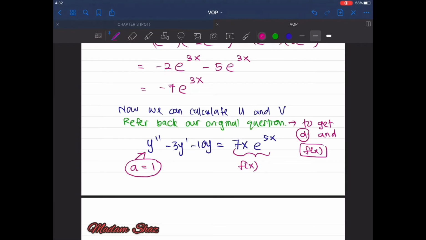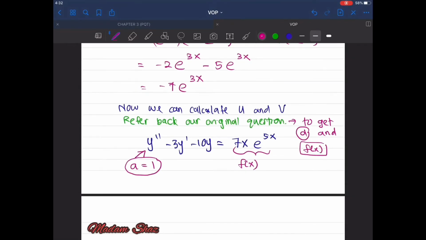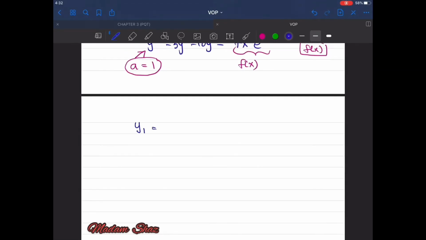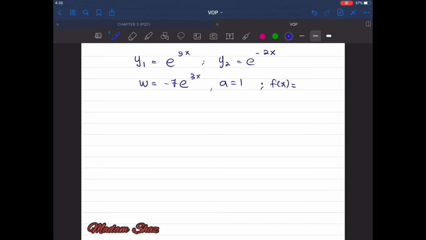Okay, so now I will write back every piece of information that we need in order to calculate u and v. So you must have y1, which is exponent 5x. You must have the y2, exponent negative 2x. You must have w, negative 7 exponent 3x. Your a equal to 1. fx is equal to 7x exponent 5x. Okay, so now calculate.